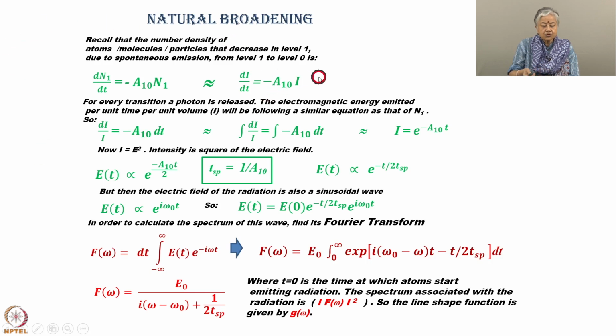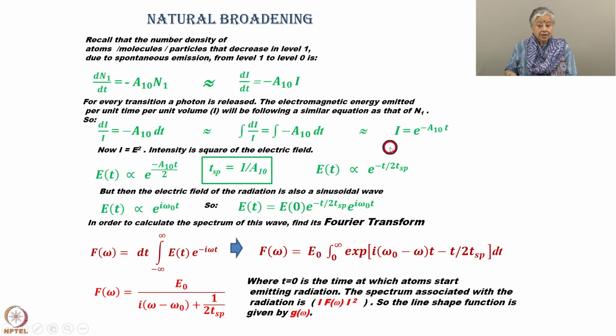Now, you just focus on this differential equation. You bring the I onto this side. So, you can write it as dI by I equals minus A10 dt, and if you take the integral on both sides, you work out the integral, and I turns out to be e to the power minus A10 t. Okay. So, this is the intensity of the electromagnetic energy that is being emitted.